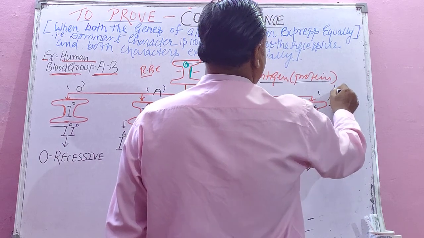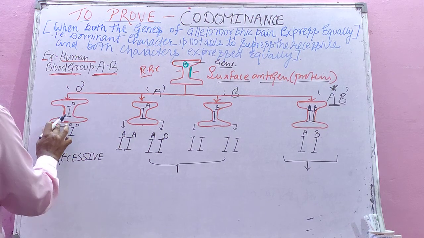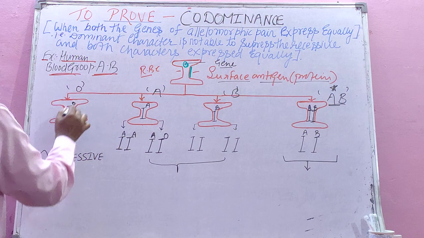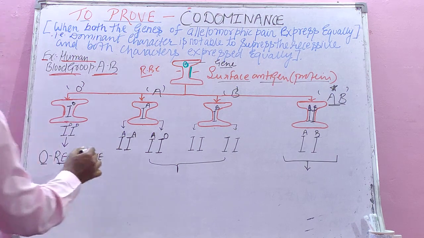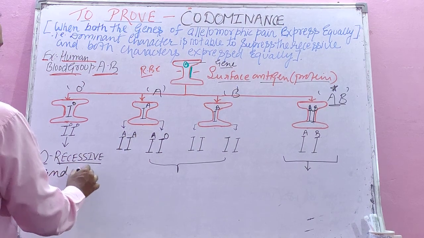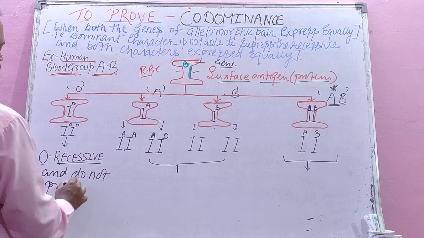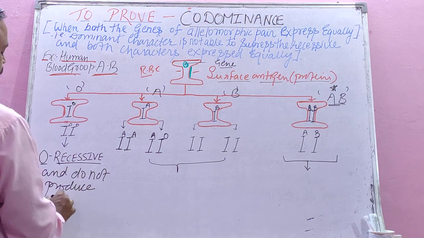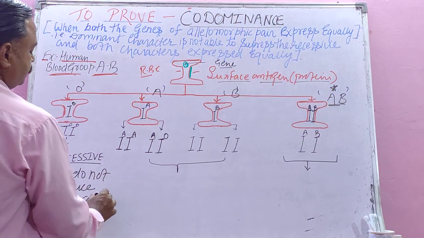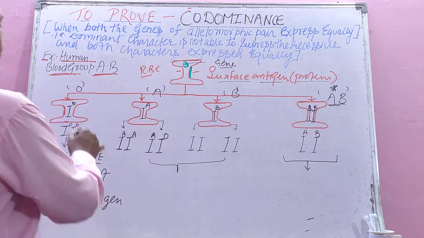Our example is here AB. Like the first one, here we see what is written over I. We have written O because O is recessive. O is recessive means it does not produce any antigen. You know, O group RBC do not have any antigen. So there is no question of dominant and recessive, isn't it?